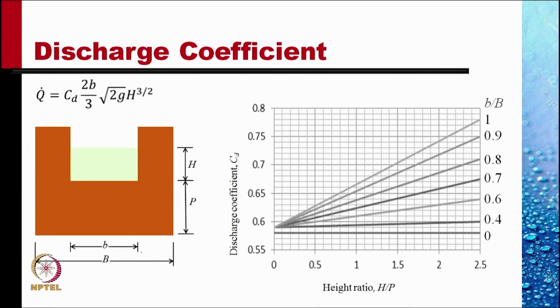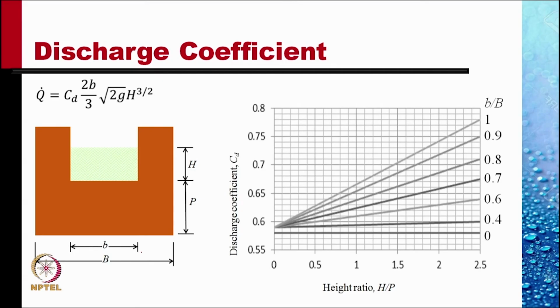For an actual channel, the Cd varies with the height ratio H by P and the width ratio b by capital B in this manner. So for each such measuring weir that we construct, we have a calibration chart, a discharge coefficient chart, and by measuring capital H and lowercase b and finding from this the discharge coefficient, we can find out the actual discharge.